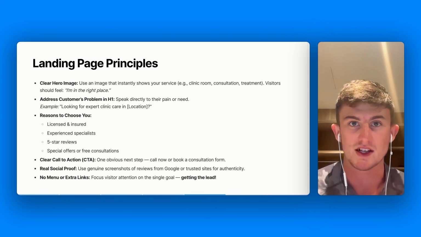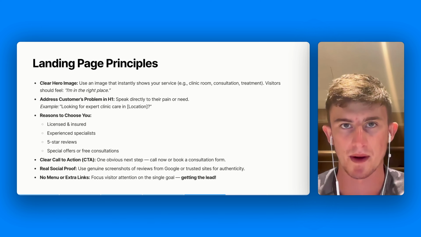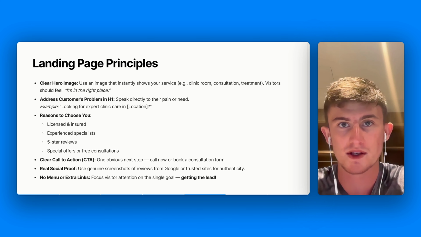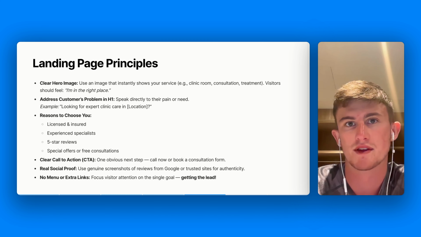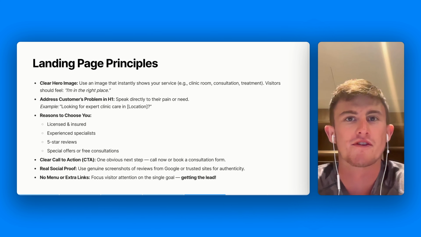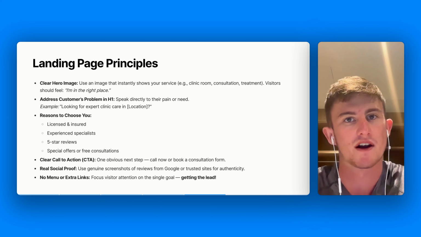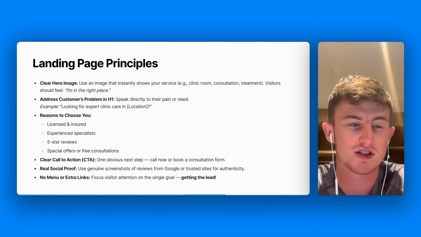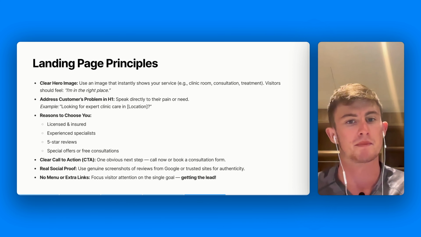We like to match the service with the hero image so people feel like they're in the right place. So if you're a physiotherapist, put a physiotherapy clinic room in the background. If you're a beauty consultant, put a beauty chair and a girl getting her nails done. Whatever it is, just match your service with the hero image so people can click onto it and be like, okay, this is the right place.